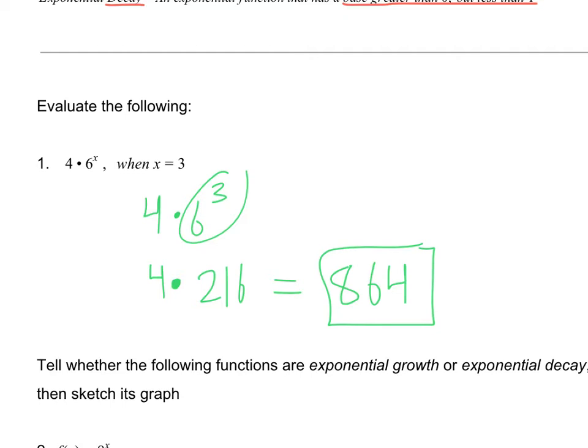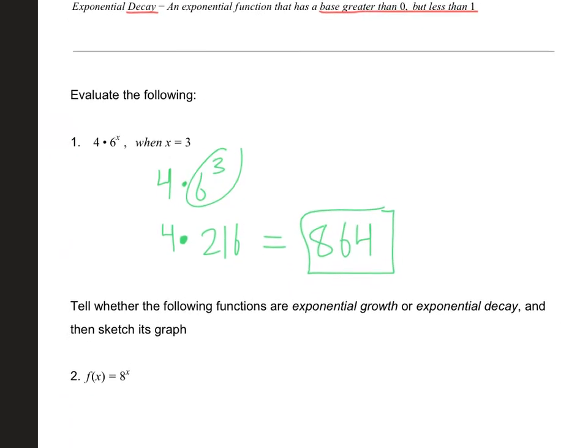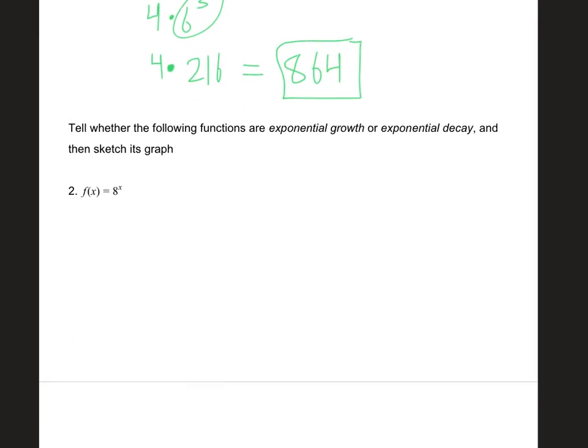Really no big deal. Really what they want you to know here is order of operations. They do not want you to do 4 times 6 first and then raise it to the 3rd power. Hopefully we're well aware of order of operations and we're able to do that with no problem, right? So make sure you do that exponent first and then multiply afterwards, okay?